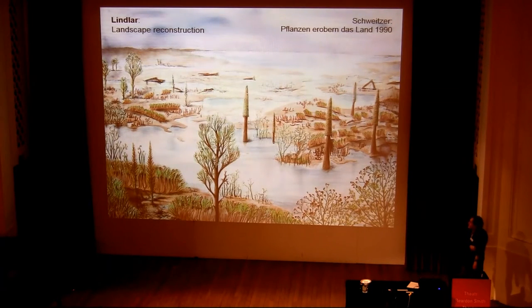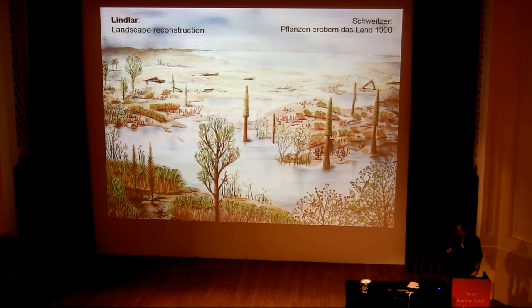Okay, so this is the Lindlar landscape reconstruction. This is from a book by Schweitzer from 1990. And he reconstructed into this landscape the plants he thought were growing there at the time. And the great thing about Peter's collections is that we now really know what these plants look like. And we also know their abundance, how they're crammed into little depressions on, in fact, a shallow seafloor. And they've probably been dragged out from very shallow sandy islands, deposited into a shallow sea.